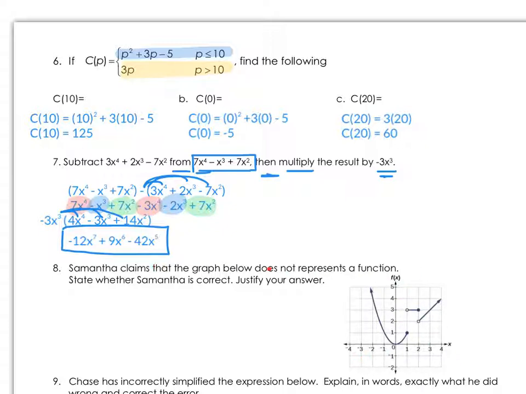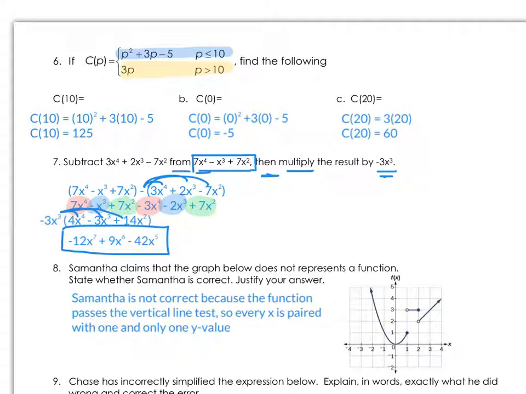So she claimed it was not. So I'm going to say that Samantha is not correct because the function passes the vertical line test. So every x is paired with 1 and only one y value.